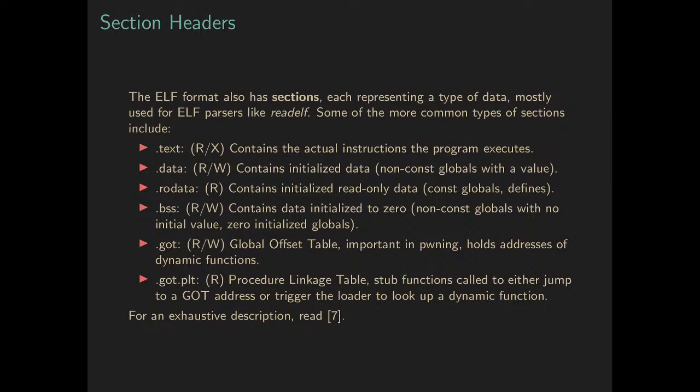Some common sections include the text section, which contains all the actual instructions. You have the data section, which is all the data within the program. And then BSS, which is for all the data that's initialized to 0, so globals that don't have any initialized value. And then we have the GOT and GOT-PLT data, which is important for when we start calling functions, but not really important for right now. And these are some of the major sections.